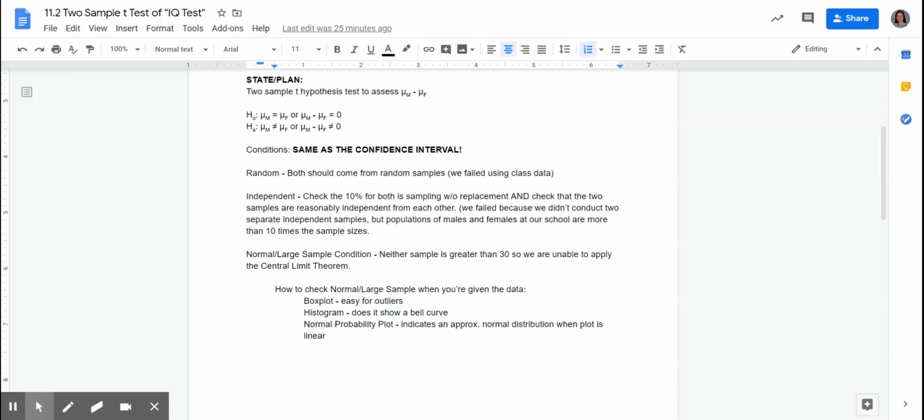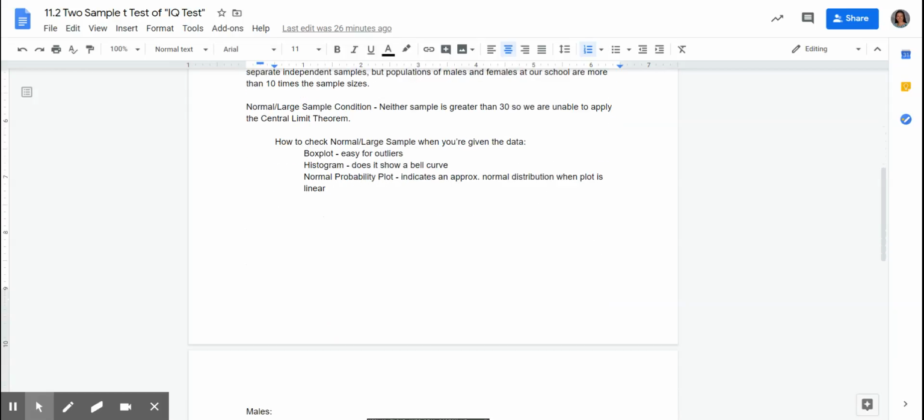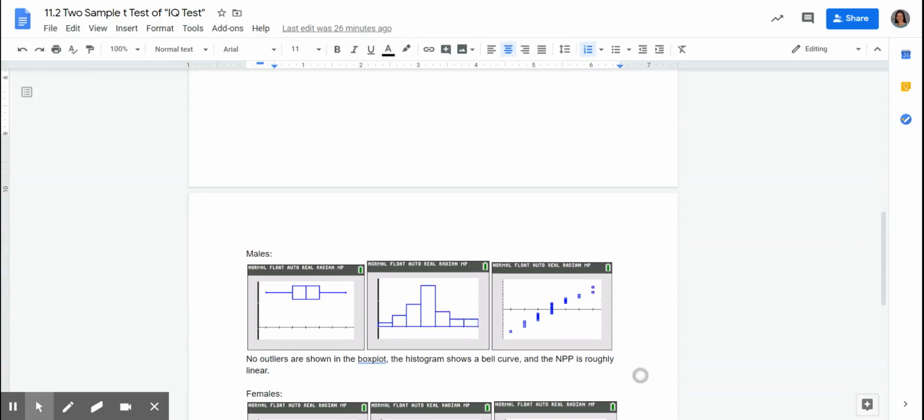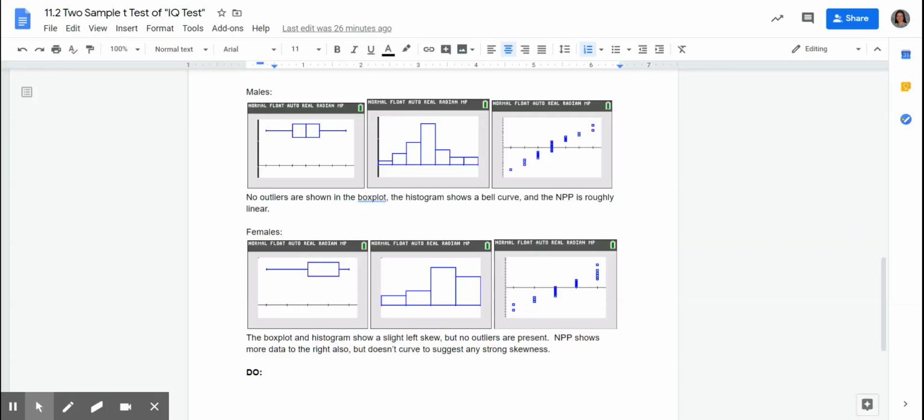If you are not given the data, then if we're told anything about the shape of either population, we use that information, or we have to just assume that we don't have outliers or skewness. If we're not given the data and it's because we have more than 30, we can just say that the central limit theorem applies. So no matter the shape of each of those populations, that sampling distribution of the differences is going to be approximately normal.